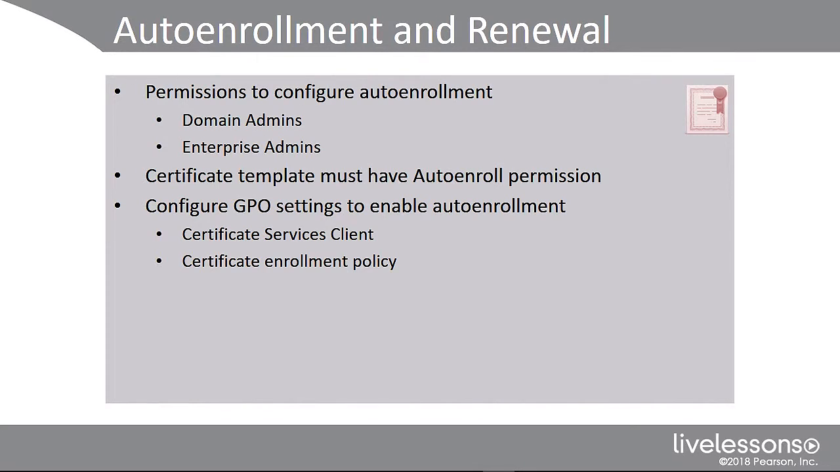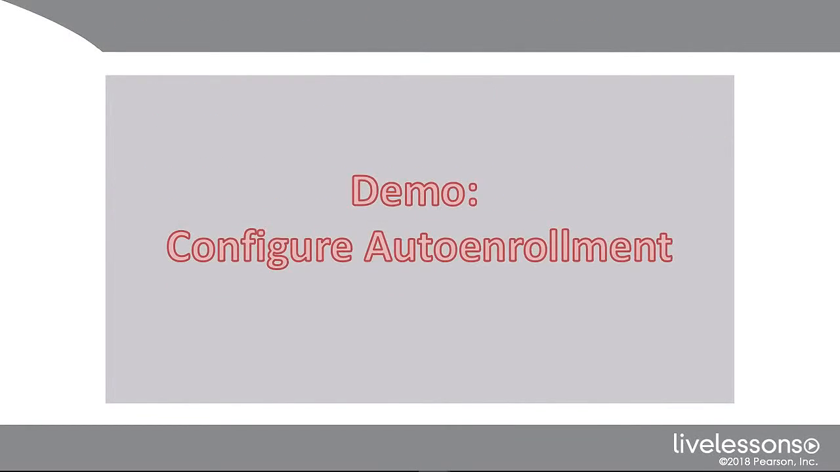You can configure GPO settings to enable auto enrollment, which is going to be the easiest way to do this. We can do this through the details pane of the Certificate Services client and through the Certificate Enrollment Policy, which are both in the same GPO node. And now that we've talked about it, let's step back out to our #1 domain controller and take a look at how we configure auto enrollment.